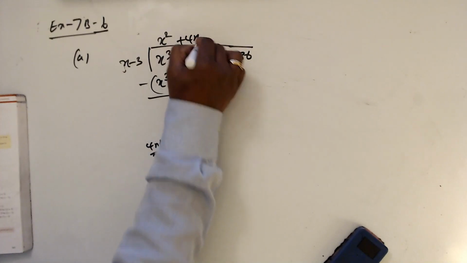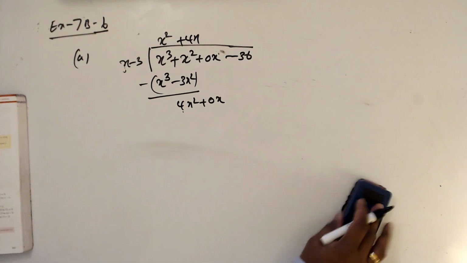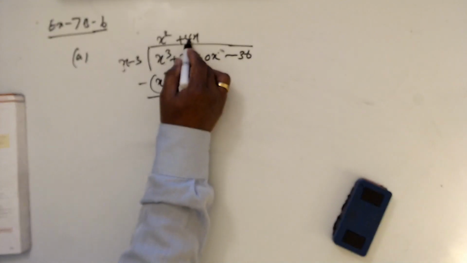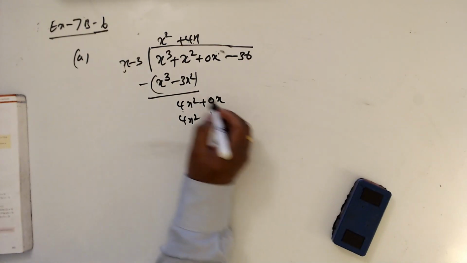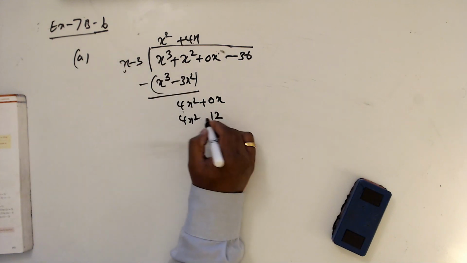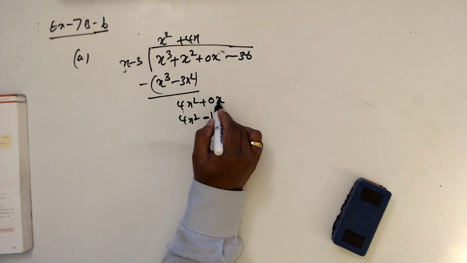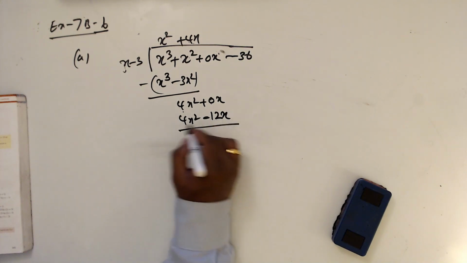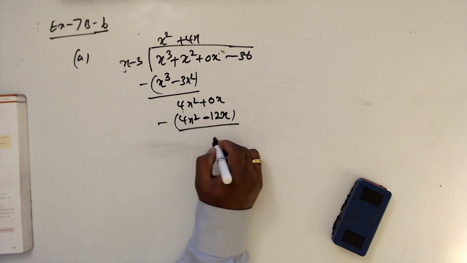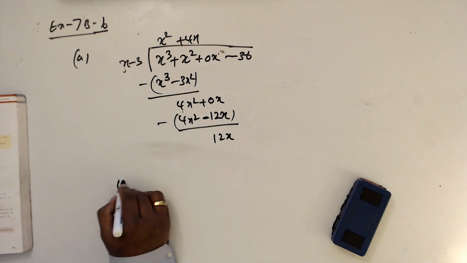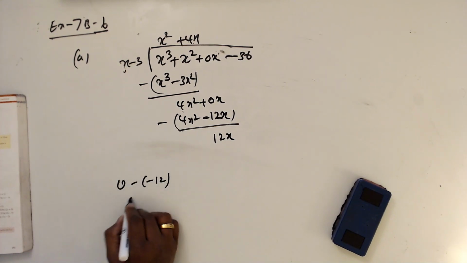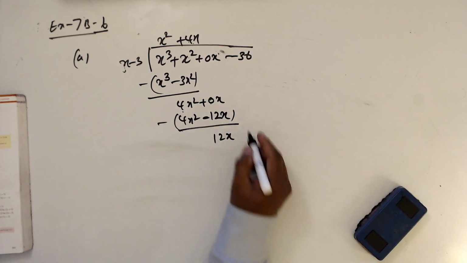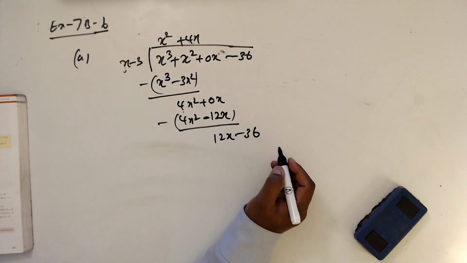This is going to be 4x. Then 4x times x is 4x squared. Then 4 times 3 is 12, and this is going to be minus 12x. Now this is 0x, this is minus 12x. When you subtract those two, this is going to be 12x. 0 minus minus 12 is 0 plus 12. Right? And minus 36.